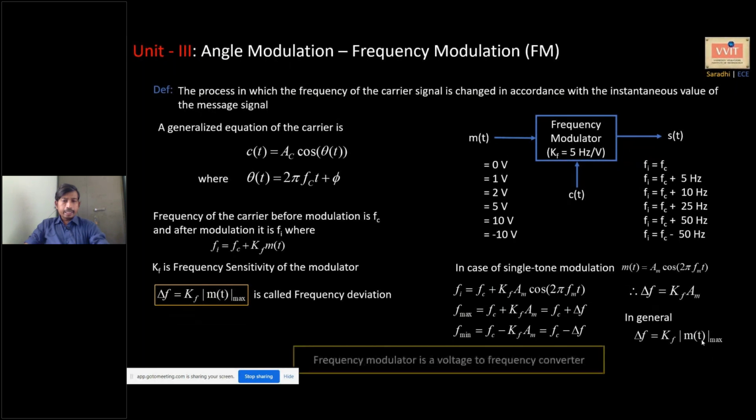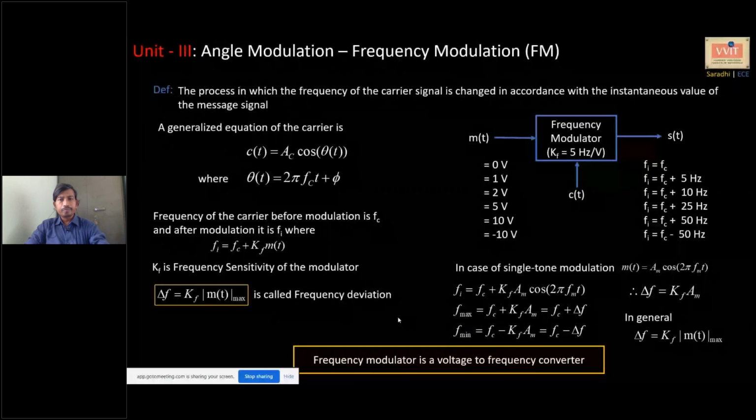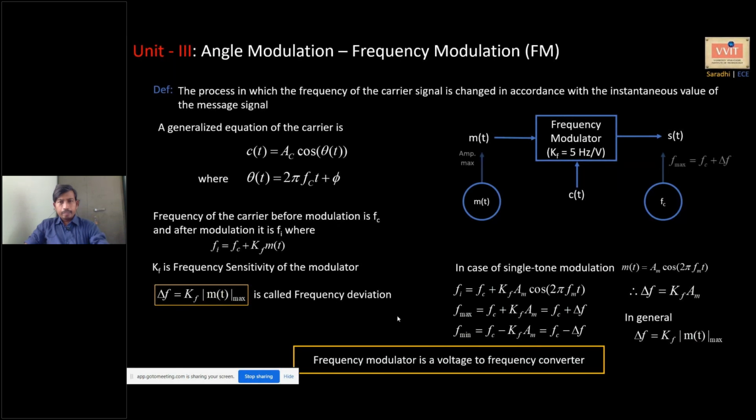So what essentially we understand from this is that a frequency modulator is a voltage to frequency converter. If you still don't understand, you can see as message amplitude is increasing, the frequency of the output is also increasing. When it reaches its maximum, the frequency reaches its maximum, which is equal to fc plus delta f. Similarly, if message is decreasing, the output signal frequency also decreases.